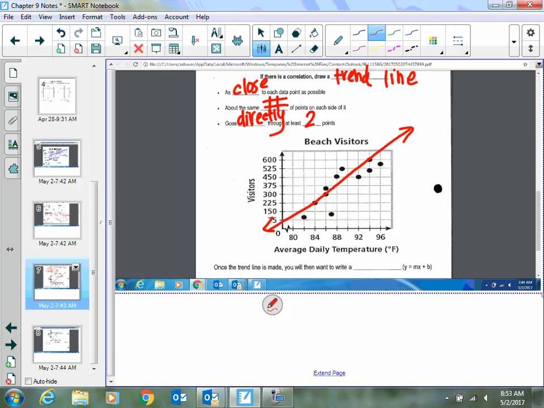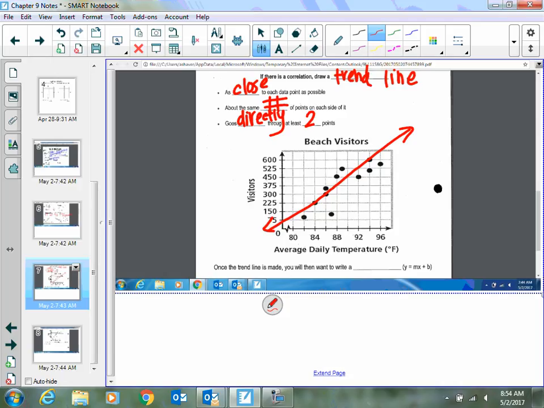What two things is this data representing? What are we comparing here? And what do the dots represent? The visitors to what? The beach. Well, what are we comparing? So we're comparing the what?